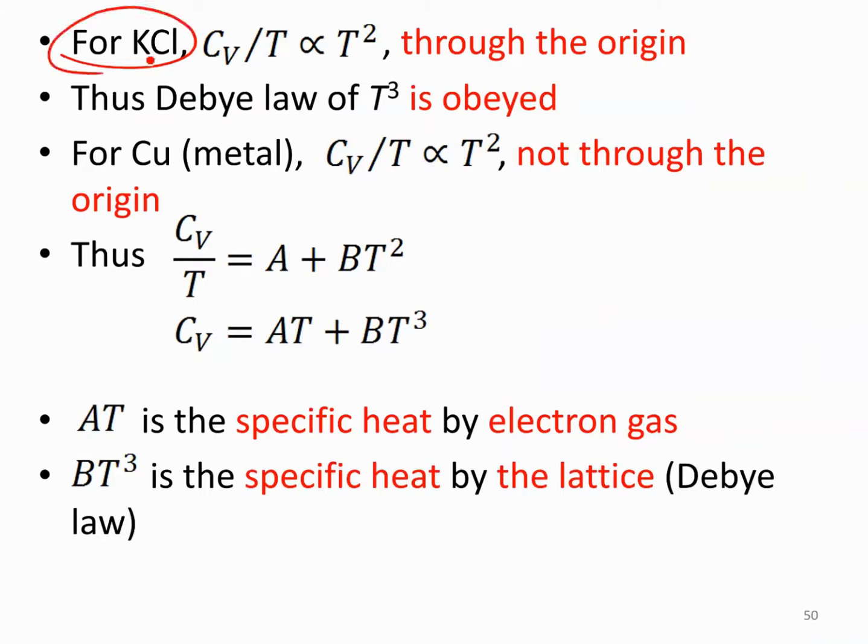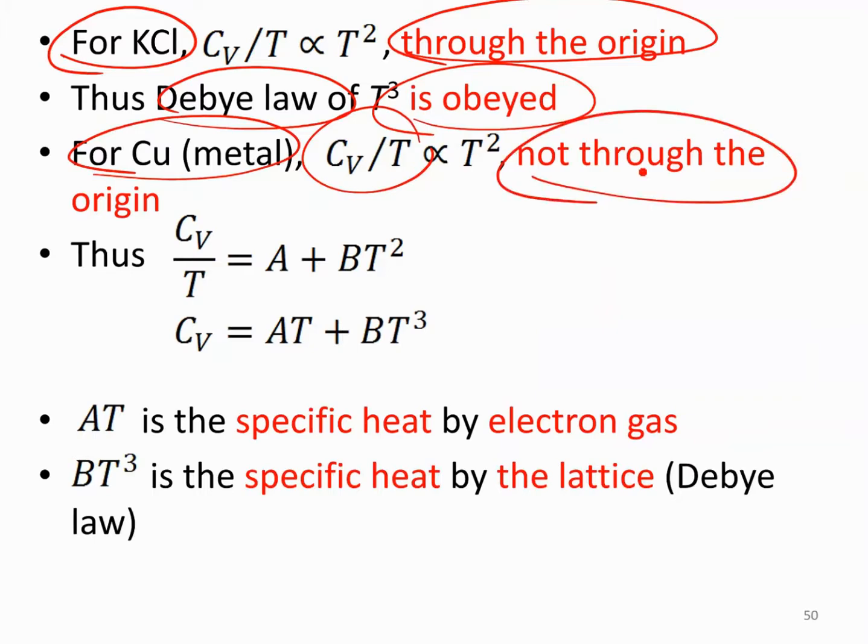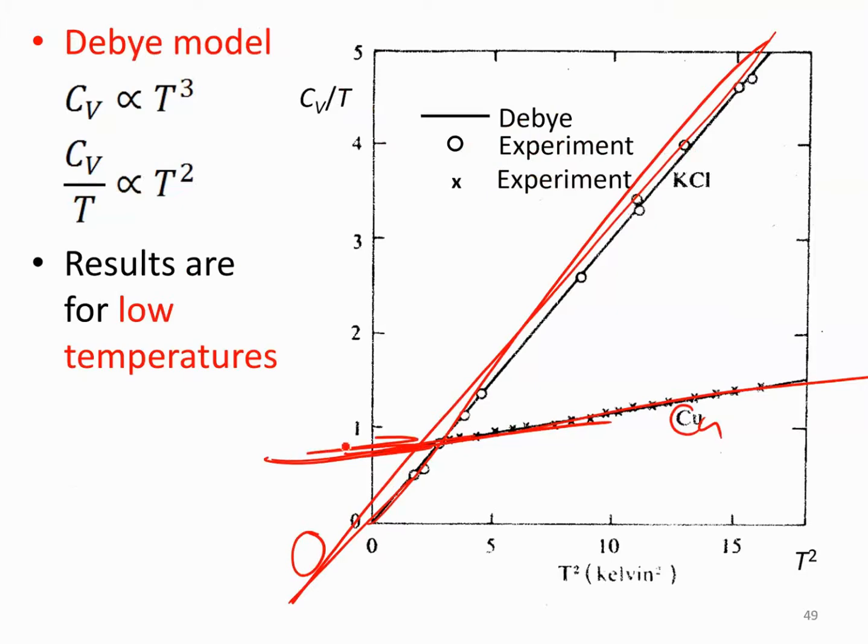For KCl, potassium chloride, CV over T is proportional to T power of 2 through the origin, and therefore the Debye law of T power of 3 is obeyed. For copper, CV over T is proportional to T power of 2 but does not go through the origin, and therefore is given by this equation. The difference here is that you can see we have a crossing here.